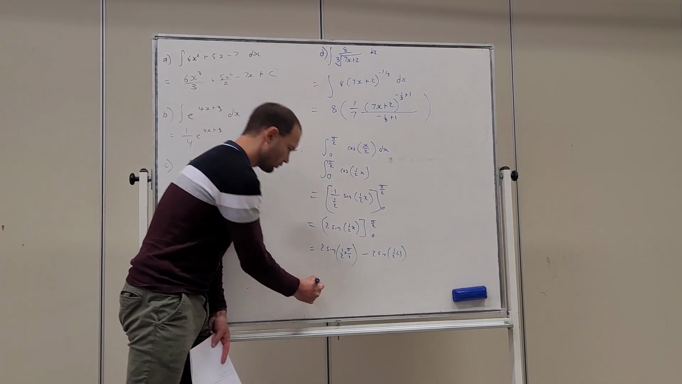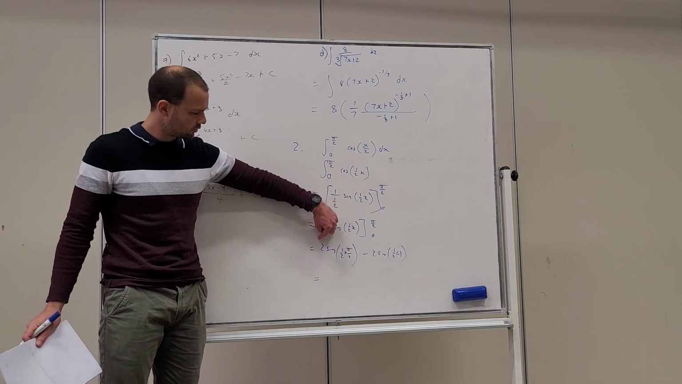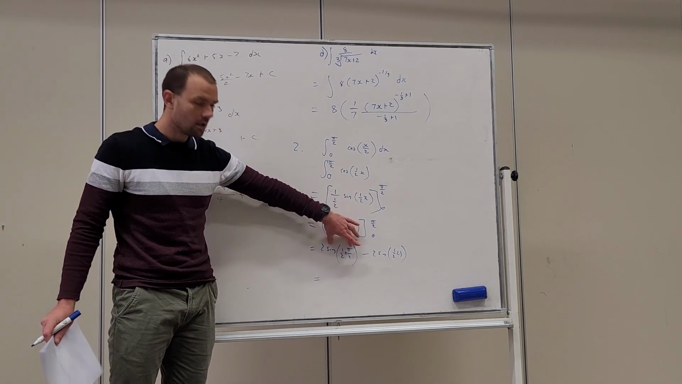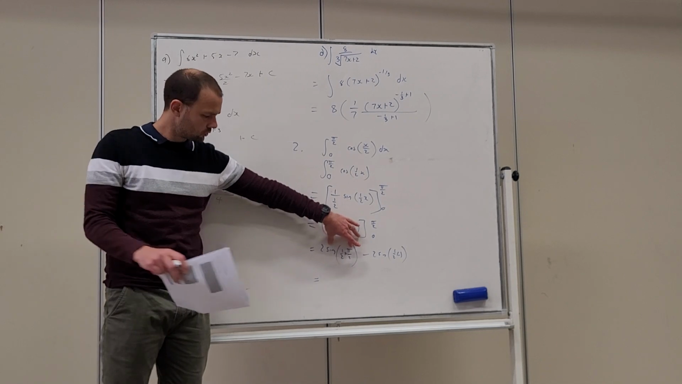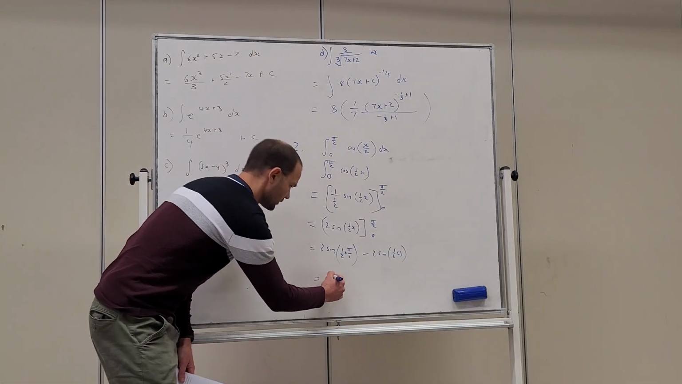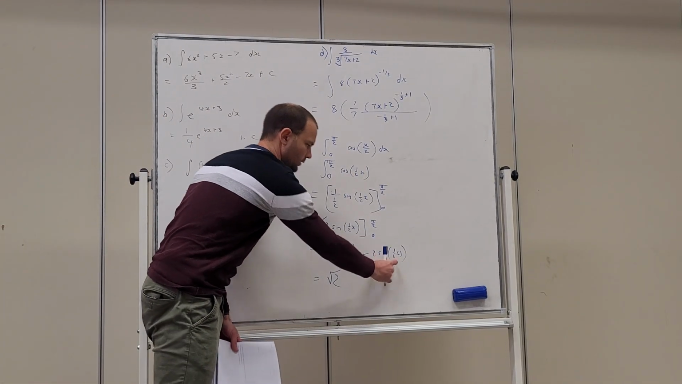And then we can go straight to our answer, but it's going to be 2 times sine of pi on 4. Sine of pi on 4 is root 2 on 2. So that part's going to simplify to root 2, and that part is 0.